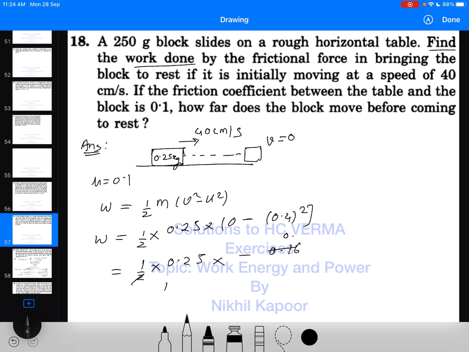0.16. So 2 ones are 2, 2 8s are 16. Now 25 multiplied by 8, that would be the answer. 8 5s are 40, 0, 4 carry, 8 2s are 16 plus 4 would be 20, 200, and the decimal point will be after 4 digits, so 1 2 3 4. So 0.02 joule is the negative work done by the friction here.